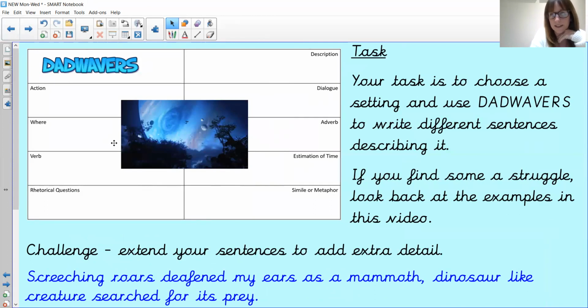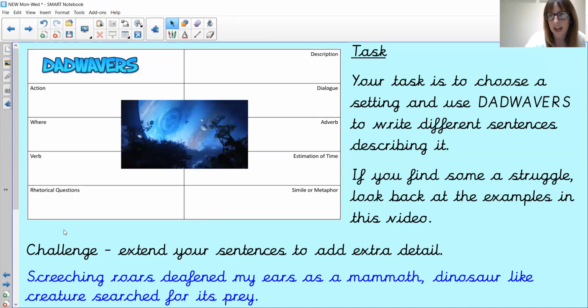If you would like to challenge yourself that little bit further, I want you to extend your sentences to add extra detail. For example, screeching roars. Okay, so there's my verb. I've started my sentence with a verb. Screeching roars deafened my ears. I could stop there. That could be my sentence, but if you can carry on, you should carry it on, okay? Because that's what we're expecting of you. Screeching roars deafened my ears as a mammoth, dinosaur-like creature searched for its prey.